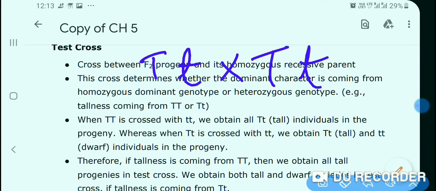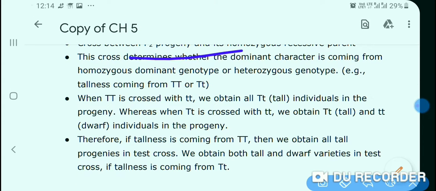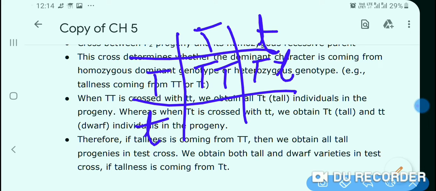And when we allow selfing between the plants of the F1 generation, there will be two types of gametes. One is capital T and second is small t. Then we can make the cross. Here we find capital T, small t, again capital T, small t, and small t. This is the F2 progeny.